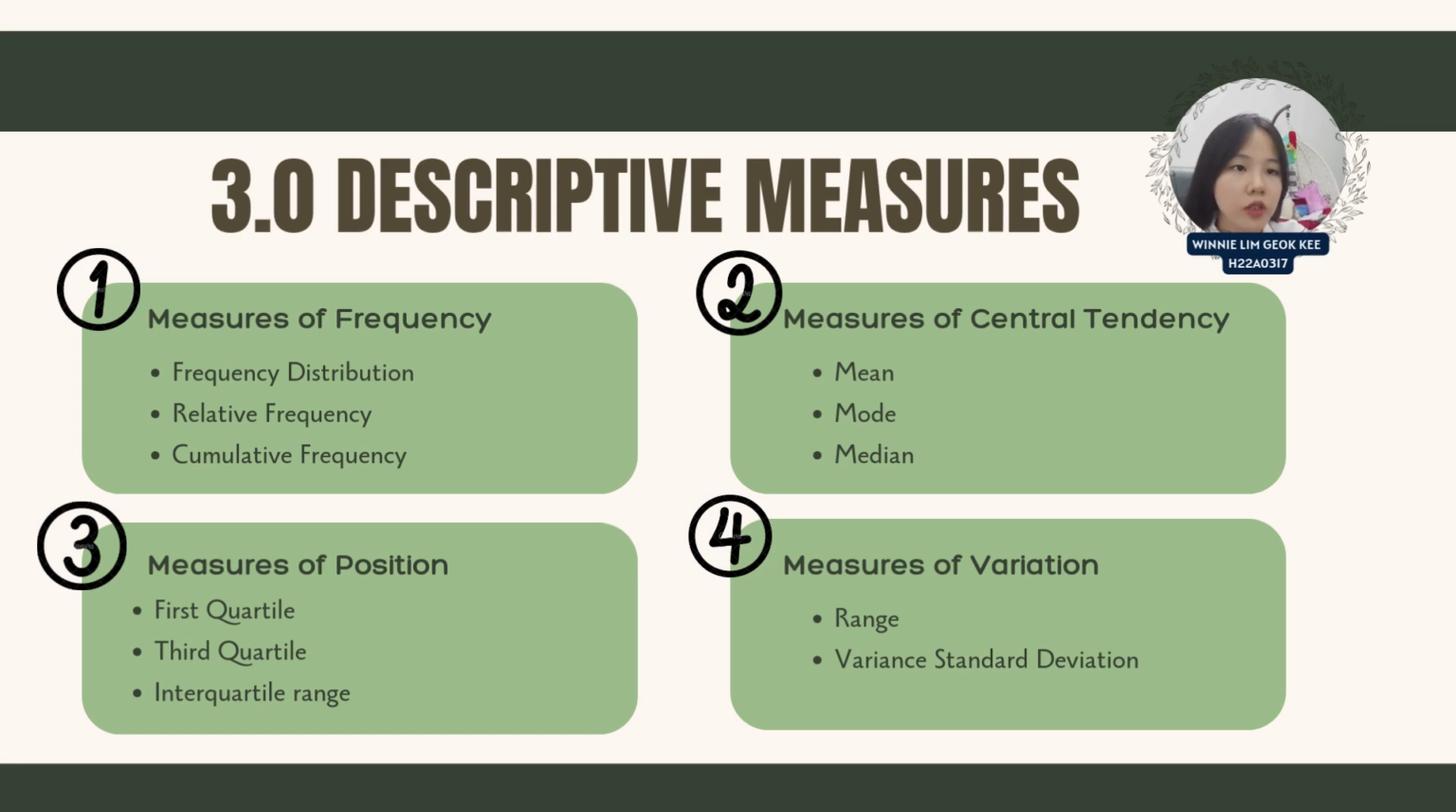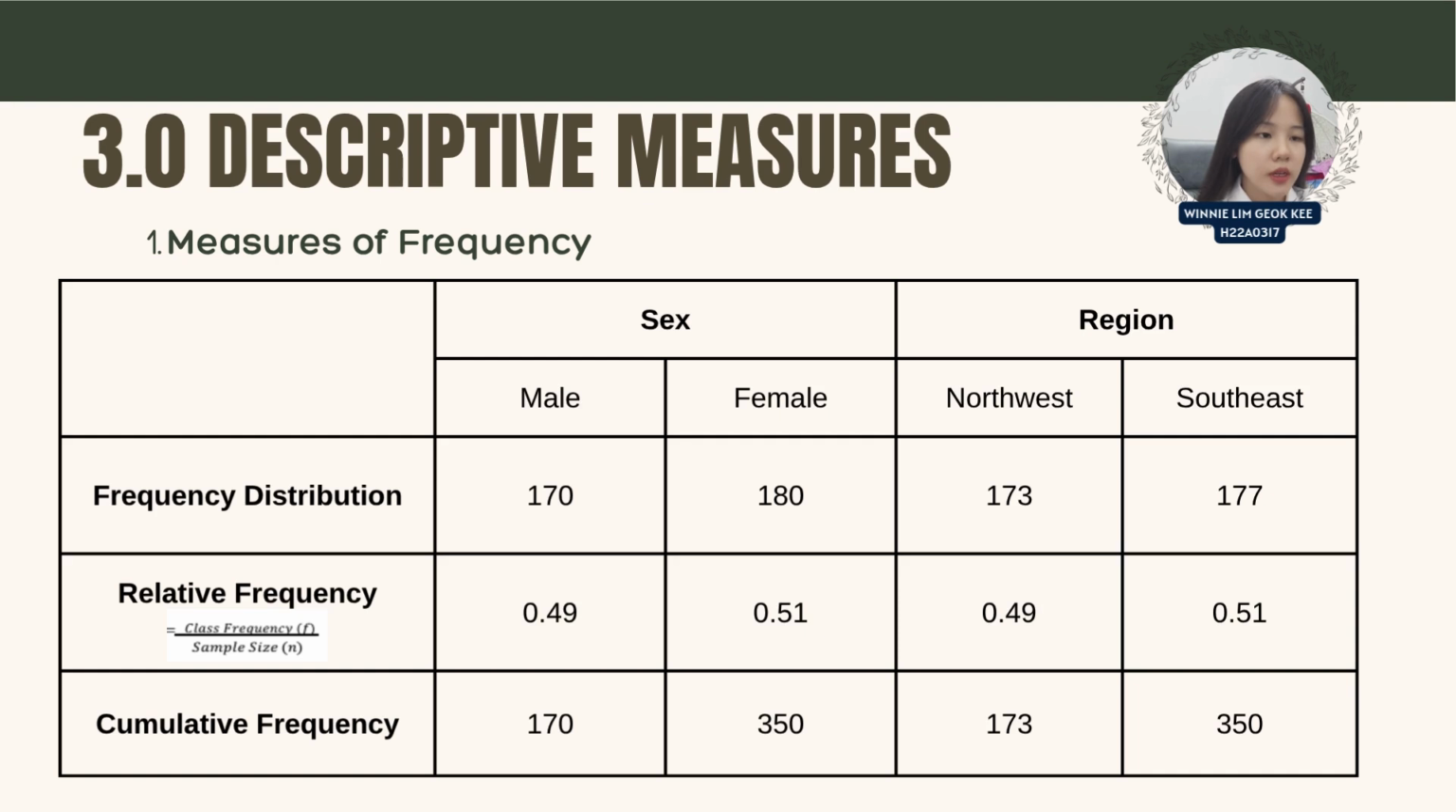Descriptive measure. First, measure of frequency. We have frequency distribution, relative frequency, cumulative frequency. Second, measure of central tendency. We have mean, mode, and median. Third, measure of position. We have first quartile, third quartile, and interquartile range. Last, measure of variation. We have range, variance, standard deviation. This slide shows the calculate and analyze measure of frequency. This type of measure will only be used to analyze categorical data.